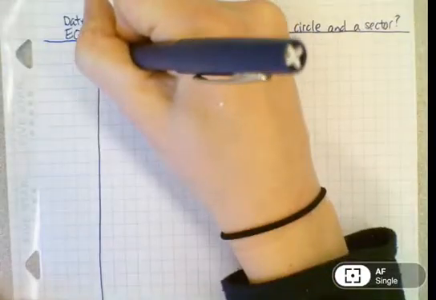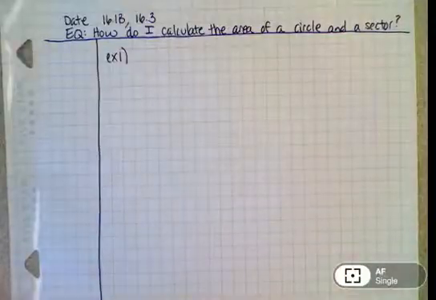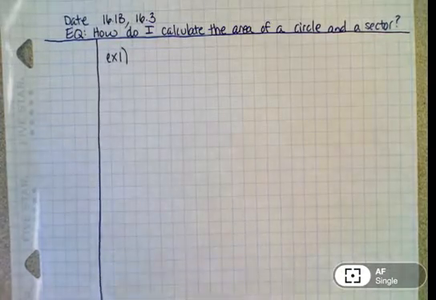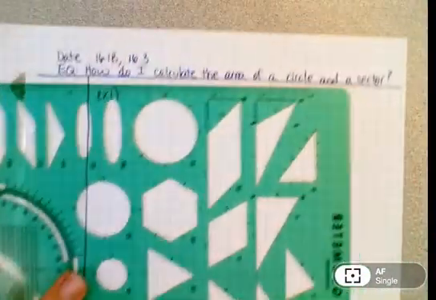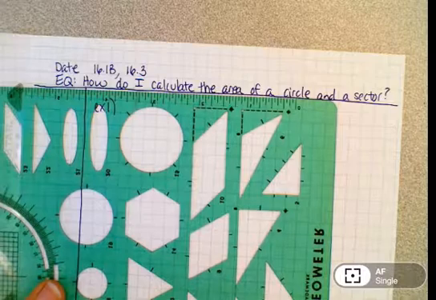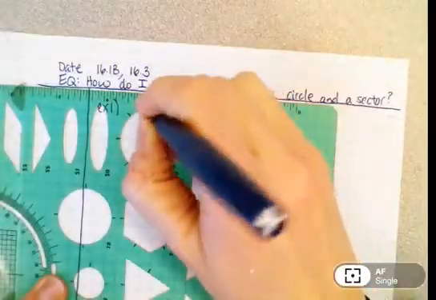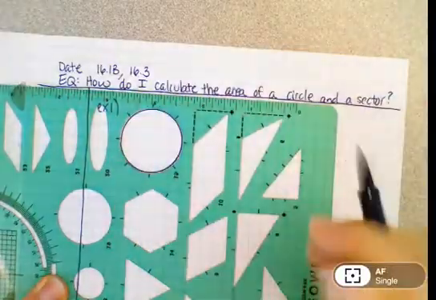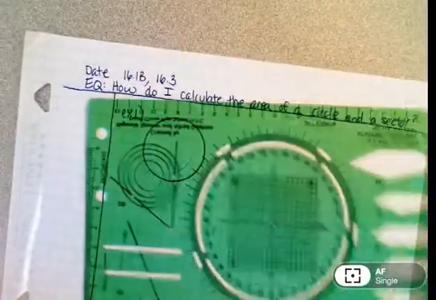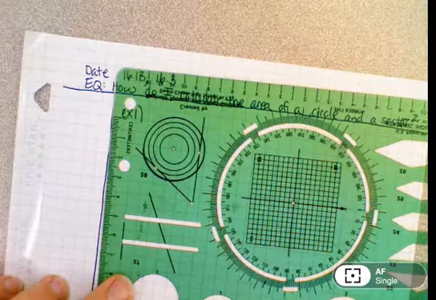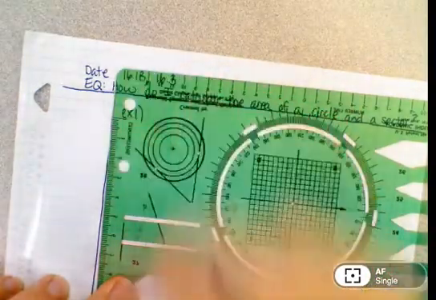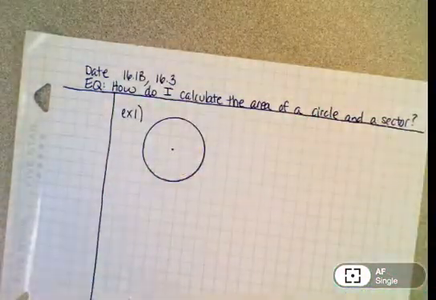So to start, we're going to draw a circle. I'm using my fancy tool, but you can freehand it if you need to. So I'm going to draw a circle. I'll find the center. And we're going to talk about how to find the area of this circle.